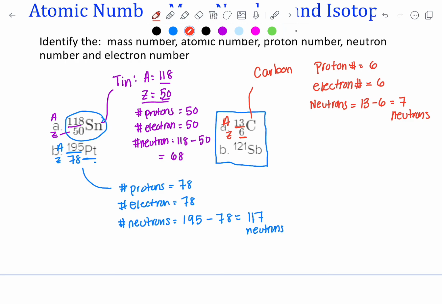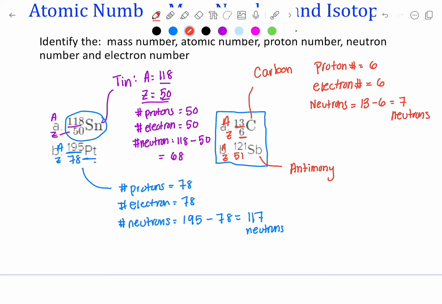Okay, our last one, Sb, might be a little bit tricky to find, but it is element number 51. So that is our Z. Our A is 121. Sb is antimony. So another element with a name that doesn't match up to its symbol. Okay, so we found it on our periodic table.